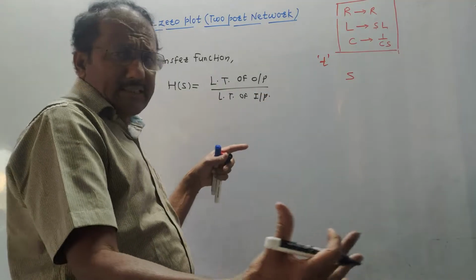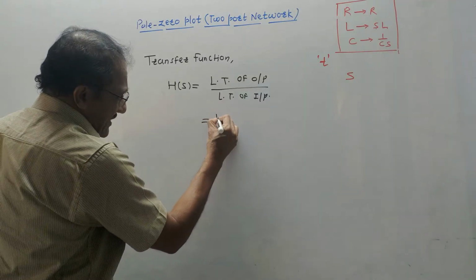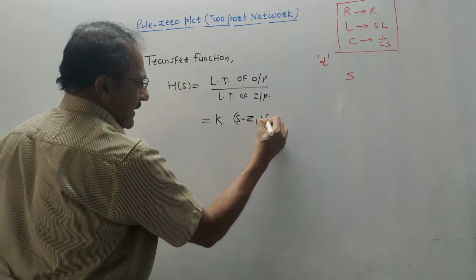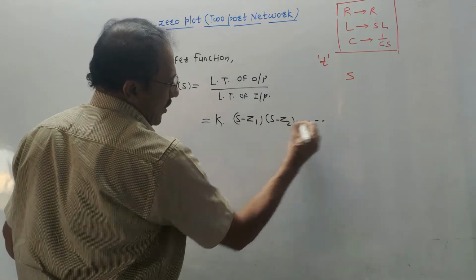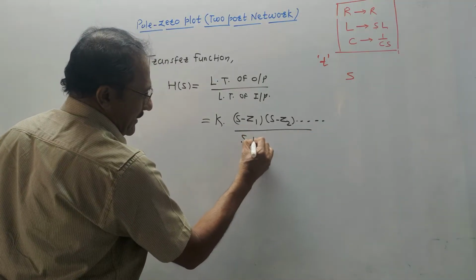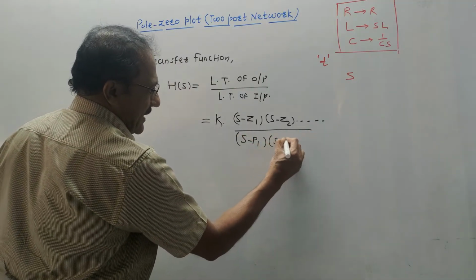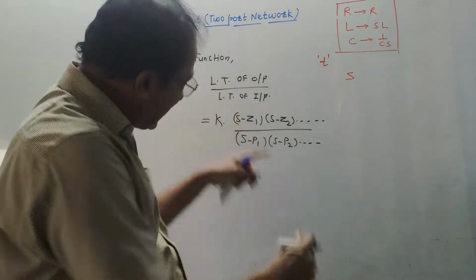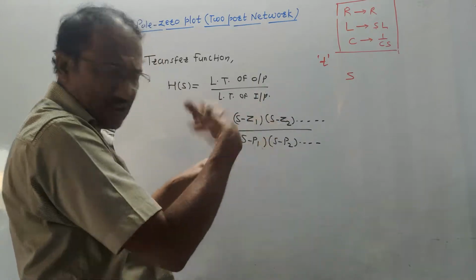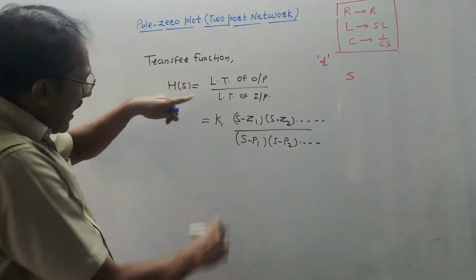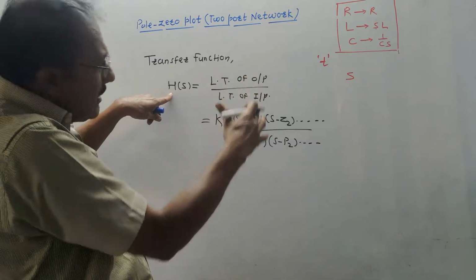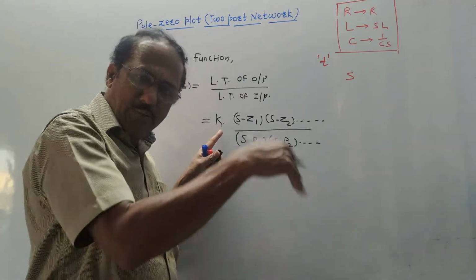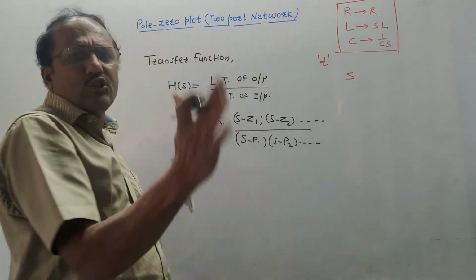When we solve numericals, then we might get the equation like this. K is some constant. In the numerator, I will be getting S minus Z1, then S minus Z2 and so on, divided by the denominator term expressed as S minus P1, S minus P2 and so on. As I mentioned, we'll solve the numericals, then these concepts will be more clear to you. Presently, I am explaining the basic things. So, after getting the value of H of S, you will be having some numerator term, some denominator term, and multiplying factor will be K. This is immaterial as far as poles and zeros are concerned.